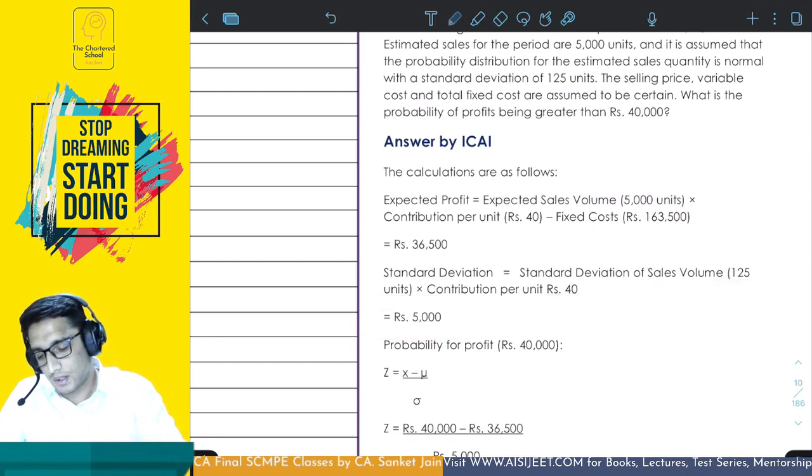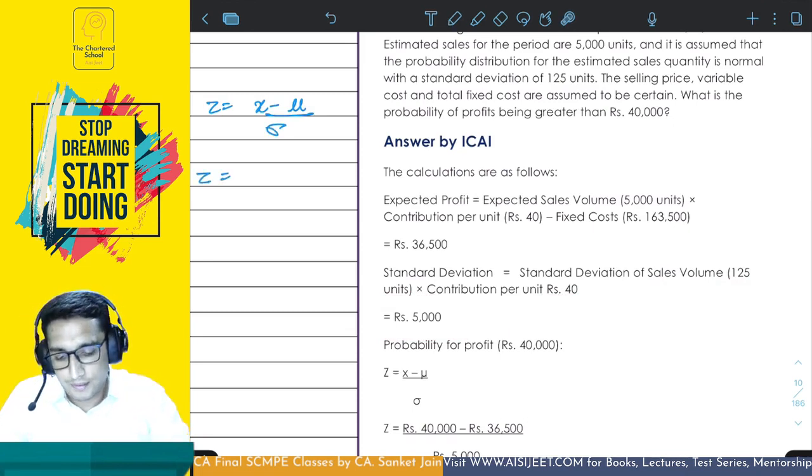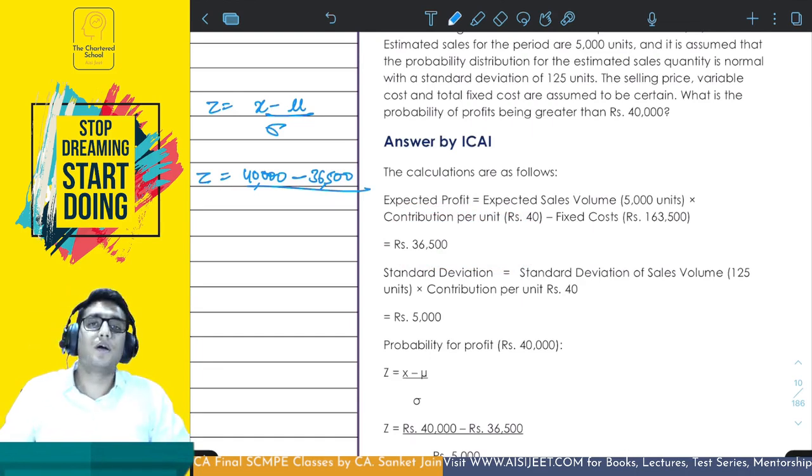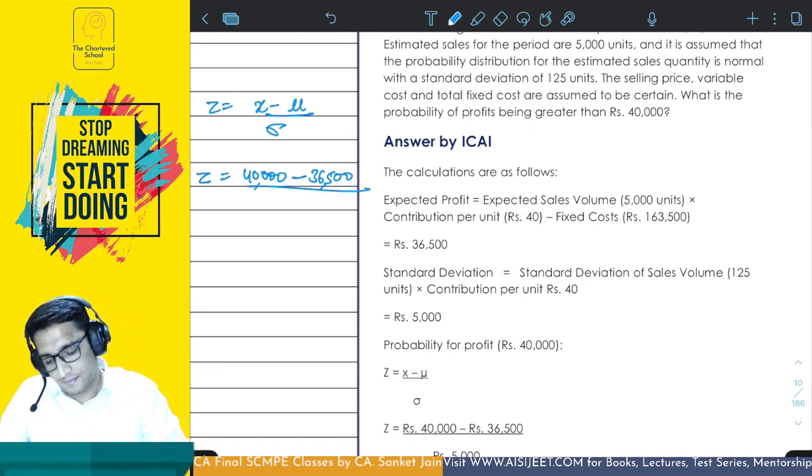Now the formula was Z equals X minus mu upon sigma. We have to calculate Z. The number is given as 40,000. We have to calculate something more than 40,000, so X is 40,000. Estimated is 5,000 units. For that we calculate the profit to be 36,500. This is our mean, our average, 36,500. Upon sigma, we just calculated the contribution on 125 units, that is 5,000. So Z comes to 0.7.